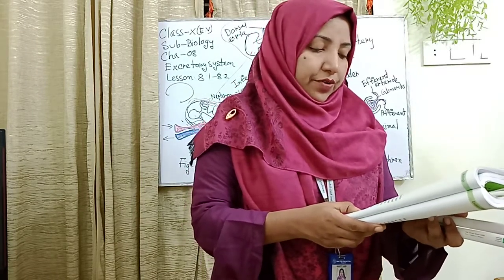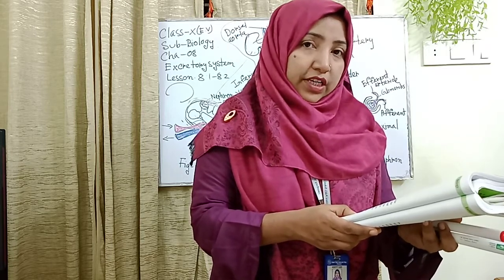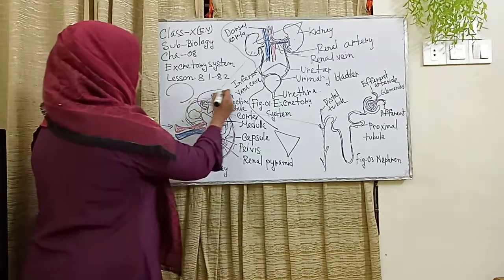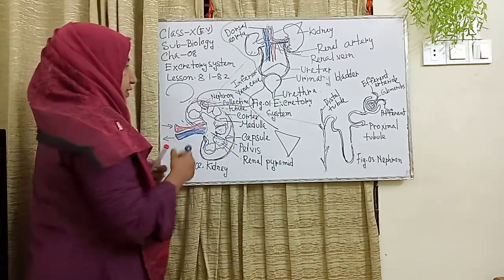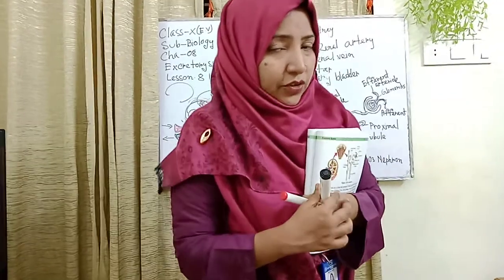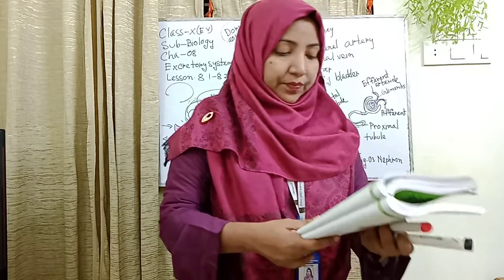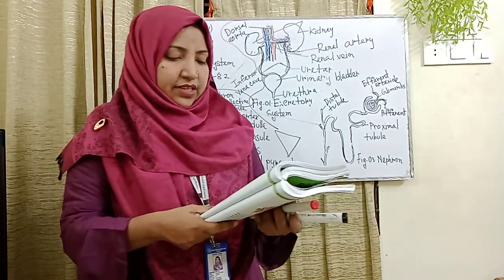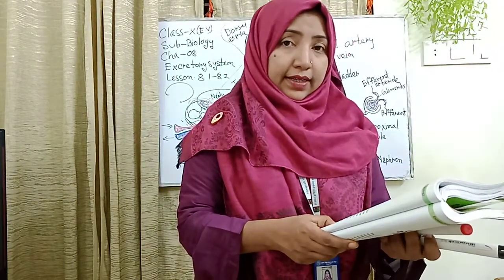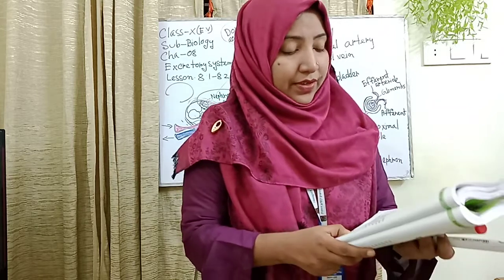Each kidney contains a particular type of tubules called uriniferous tubules. There are two structures: first is the nephron and second is the collecting tubules. These two structures together are called the uriniferous tubules. Urine is produced in the nephron and the collecting tubules carry urine to the pelvis.